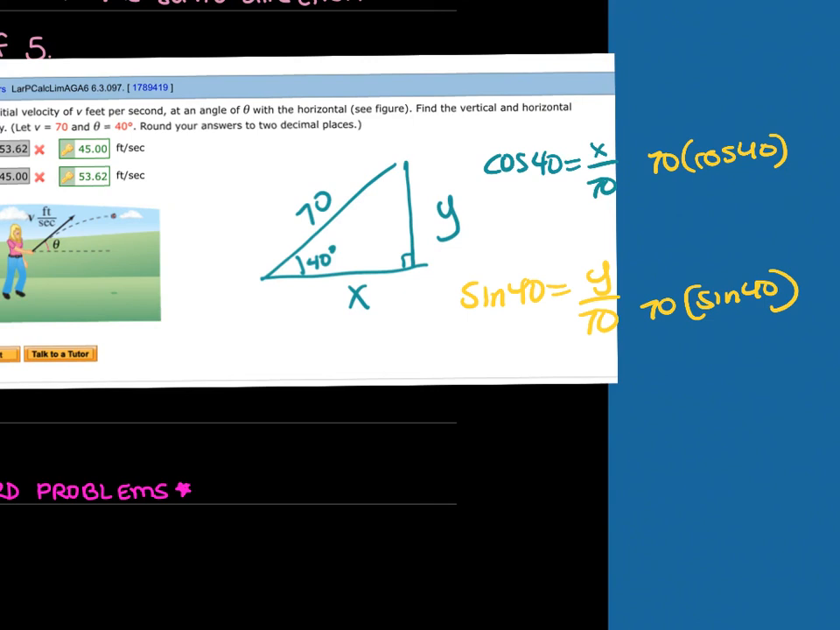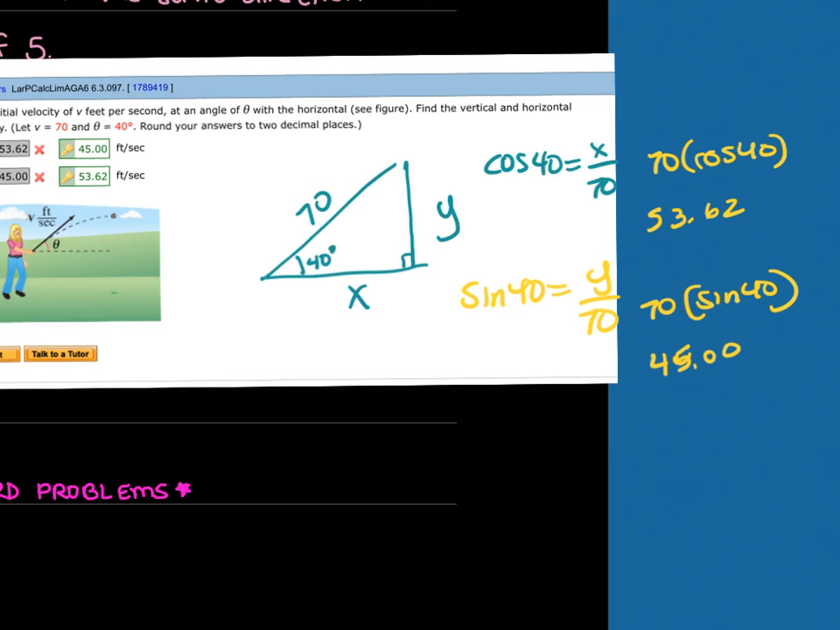These will be rounded to the nearest, I don't know if it's 2 decimal places or 1, but pay attention to the direction. These are ones in which you will use your calculator. So this would have been 70 cosine of 40, 53.62, because it said round to the nearest 10th or 100th. And then 70 sine of 40, and this is 44.99, which rounds to 45.